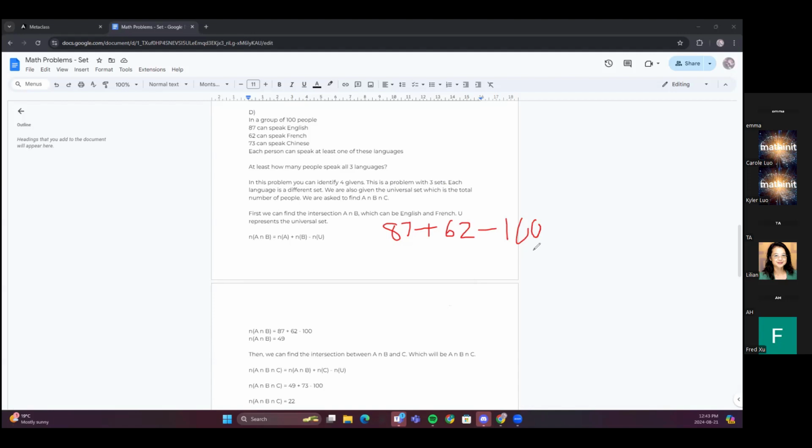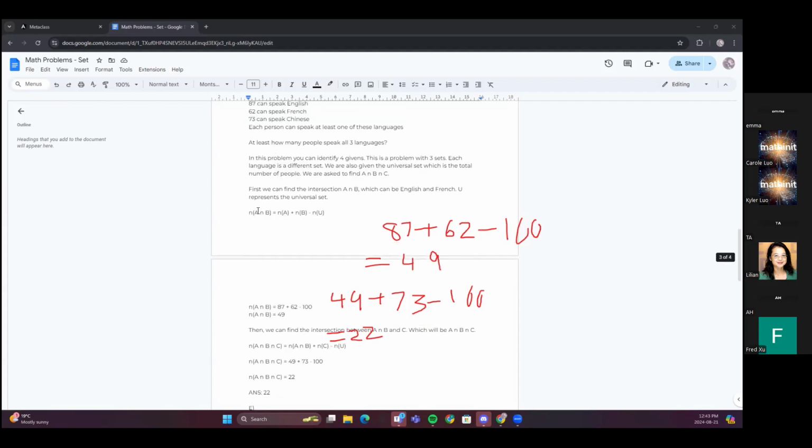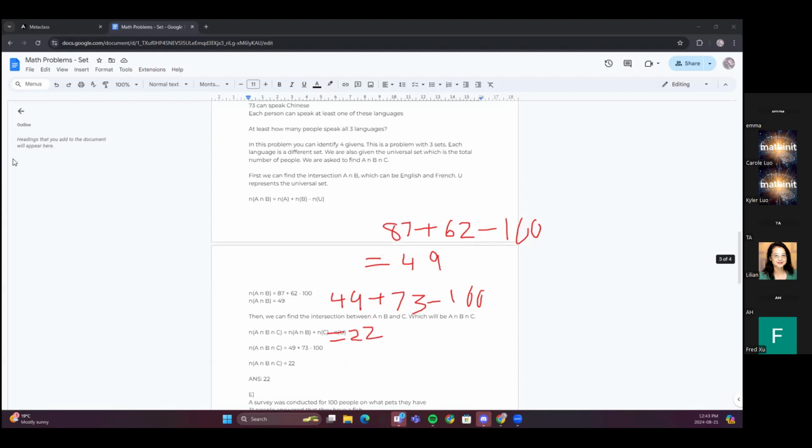Which is 49. And then you can add 49 to set C and then subtract 100 again to get the answer, which is 22. So there are 22 people who can speak all 3 languages, at least 22 people.